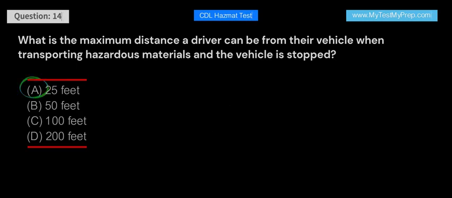Answer A. The maximum distance a driver can be from their vehicle when transporting hazardous materials and the vehicle is stopped is 25 feet. This ensures the driver can quickly respond to any incidents or emergencies.